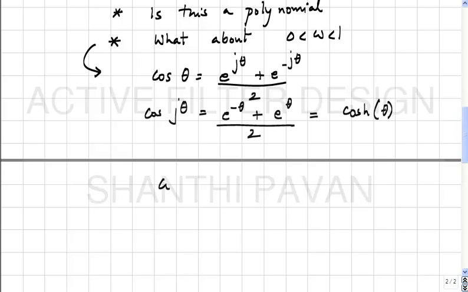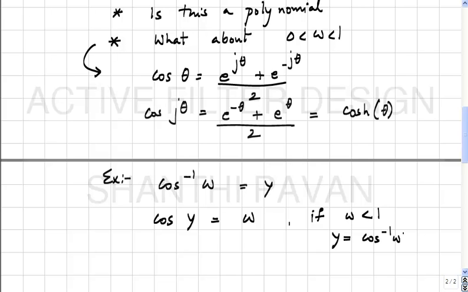So we want to find, for example, the cosine inverse of omega, where omega is greater than 1, let's say. Okay. So let's say cosine inverse of omega is y, which means cos y is omega. If omega is less than 1, y is nothing but cos inverse omega as usual.